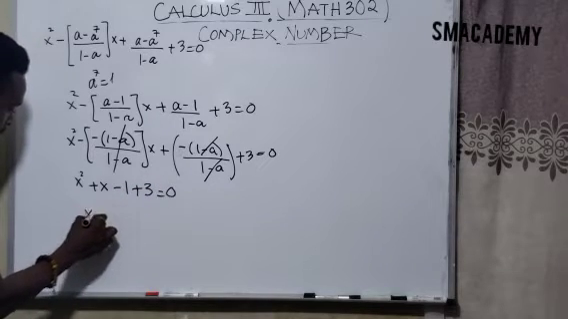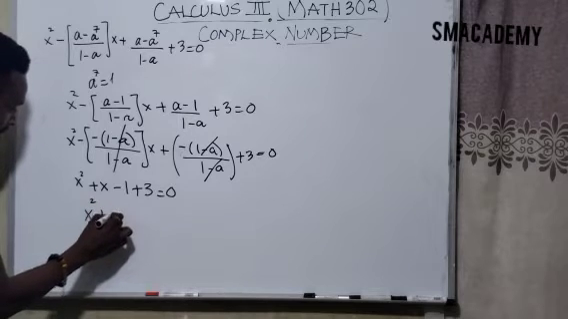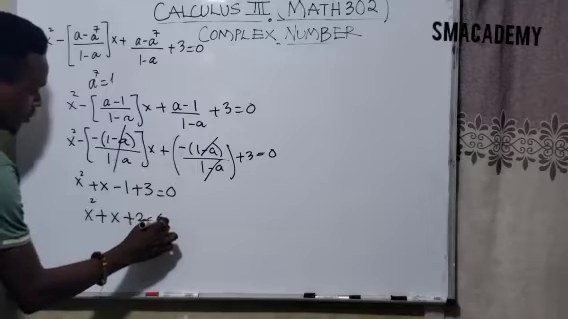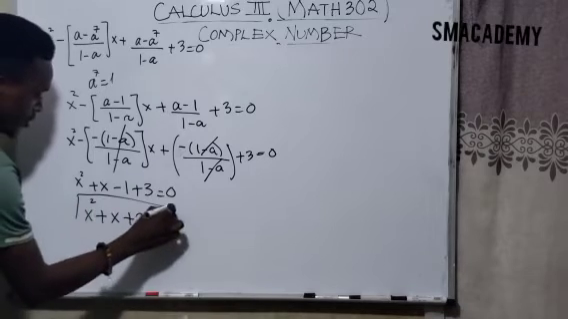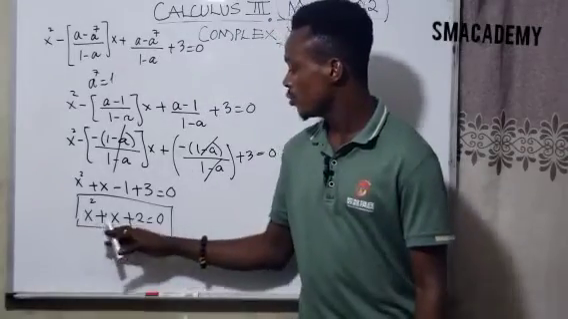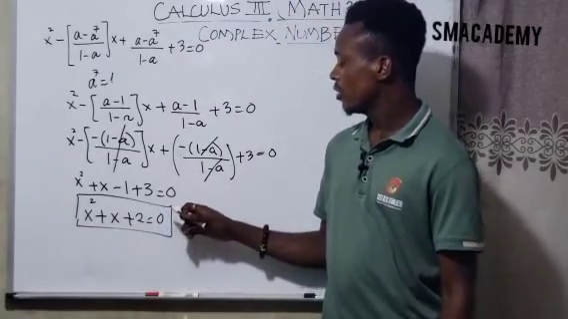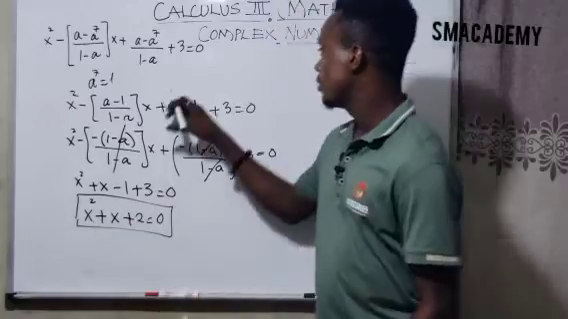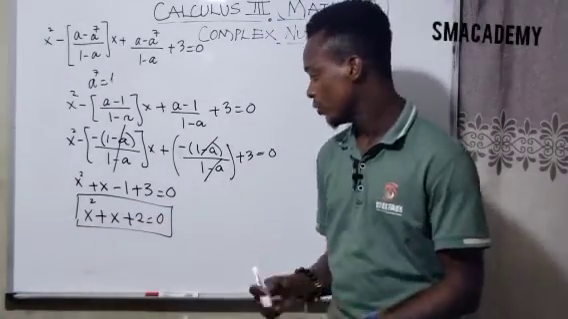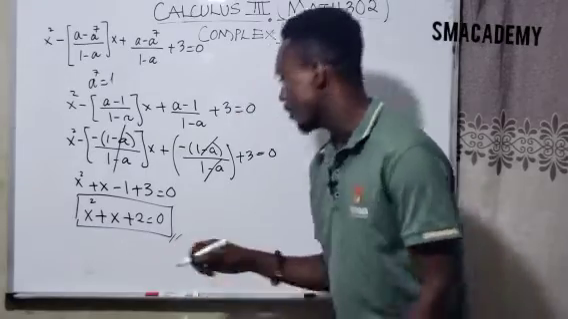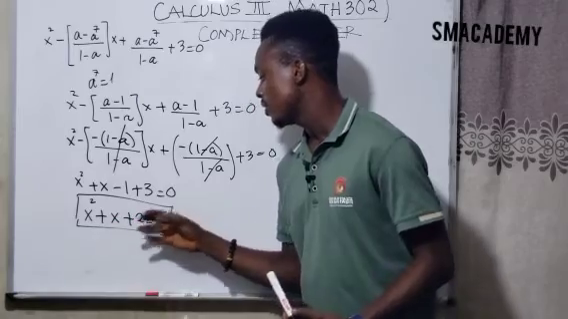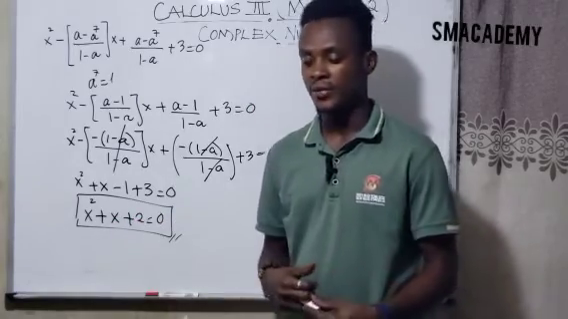So we'll have x squared plus x, taking the difference, plus 2 is equal to 0. So our quadratic equation is x squared plus x plus 2. After we have the first root to be one series, we'll have the second root to be another series, and we'll realize that our quadratic is x squared plus x plus 2 is equal to 0.